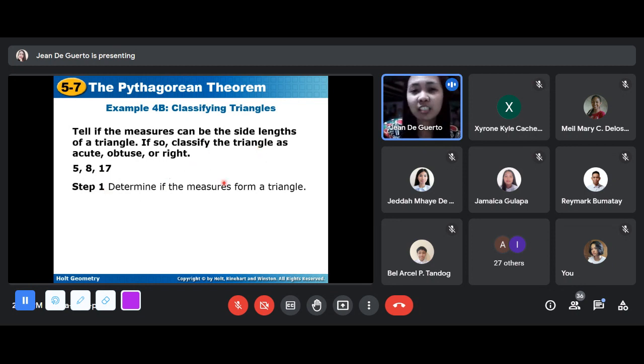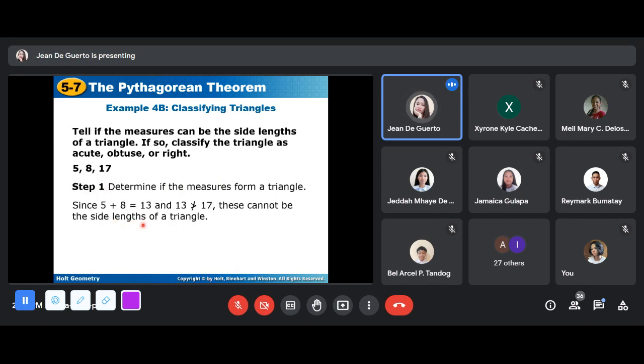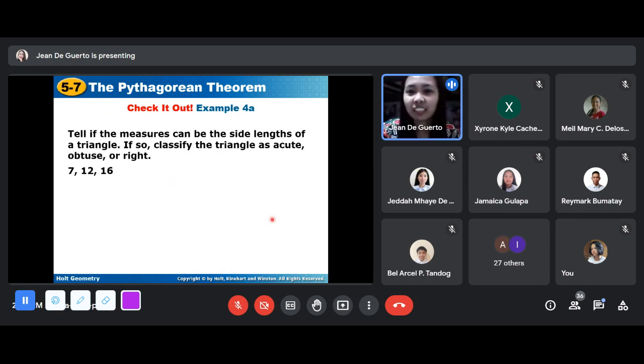So, hindi na tayo mag-proceed dun sa step 2. Hindi natin makla-classify kung acute or obtuse or right. Ayan. So since 5 plus 8 is 13 and 13 is not greater than 17, this cannot be the side lengths of a triangle. So yun. Wala nang step 2. Next.